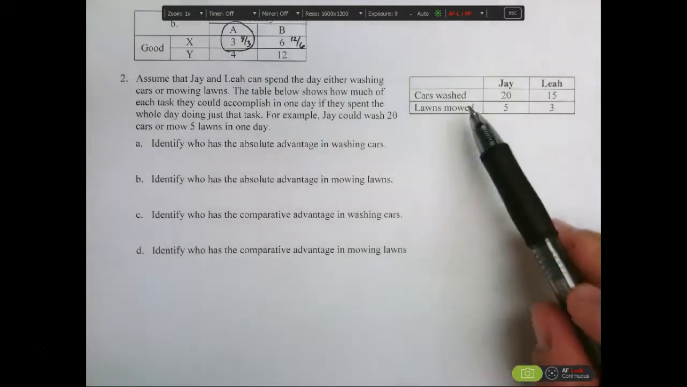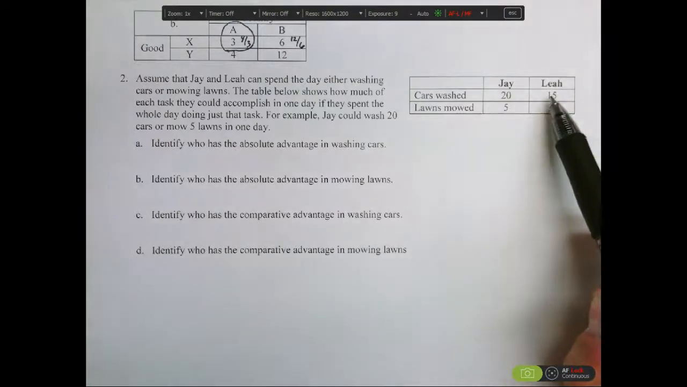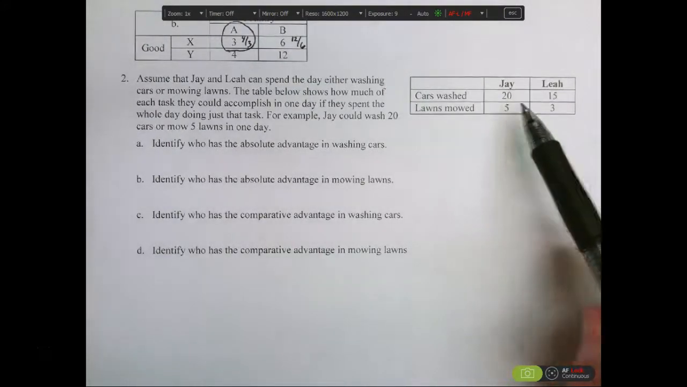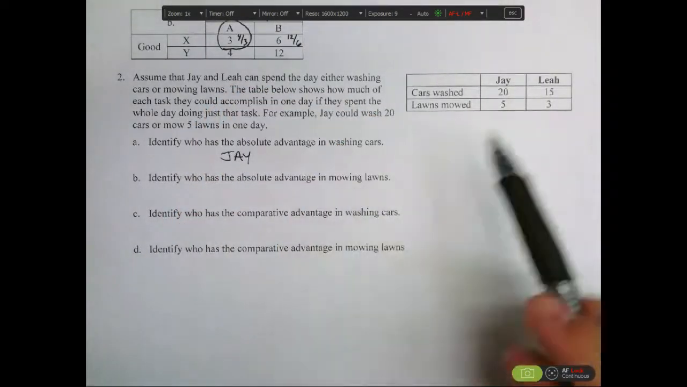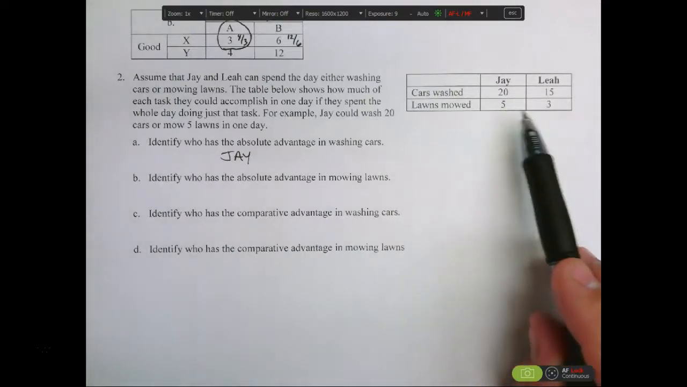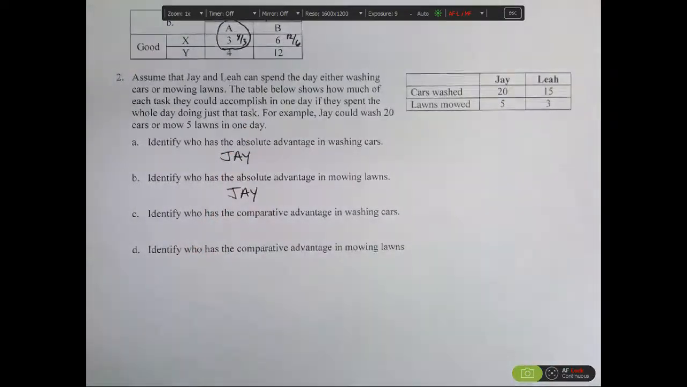So if we're looking at how many cars can be washed, we can see that Jay can wash more cars than Leah in a given day. So Jay has the absolute advantage in washing cars. When it comes to mowing lawns, we can see that Jay can mow more lawns than Leah in a given day. 5 is more than 3. So Jay has the absolute advantage in lawns as well.